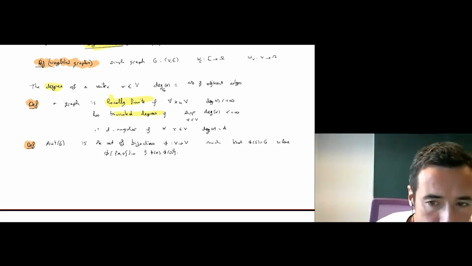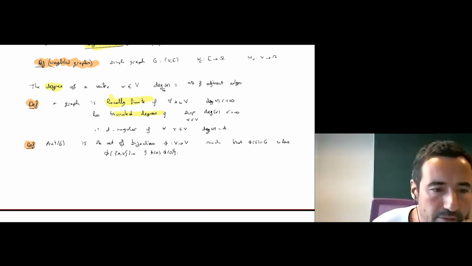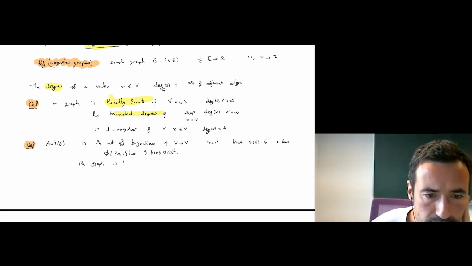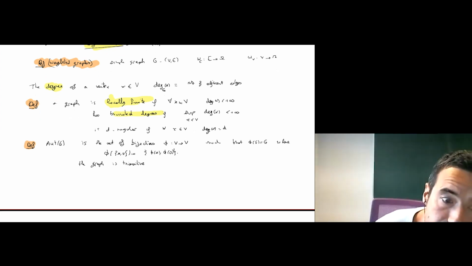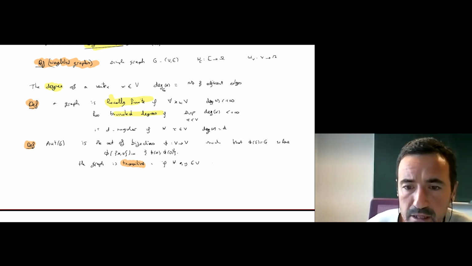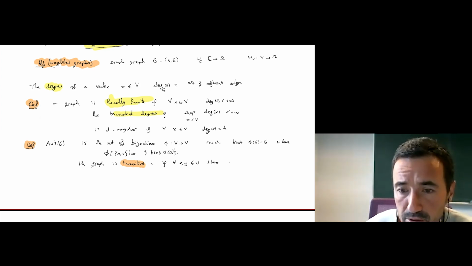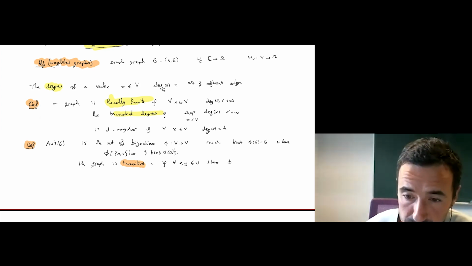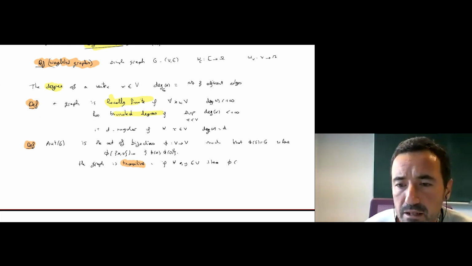So this is a group, and the graph is transitive if the automorphism group acts transitively on the vertices, which means that if you take any pair of vertices x and y, there exists phi in the automorphism group of the graph such that phi of x is y.